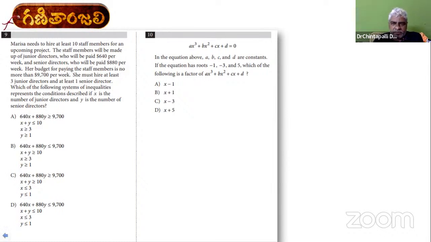Let me tell you a few things about this type of factors and zeros. See, I'm telling you one thing. You know, x square plus 5x plus 6. Let us see what happens when we divide this polynomial by x plus 2.